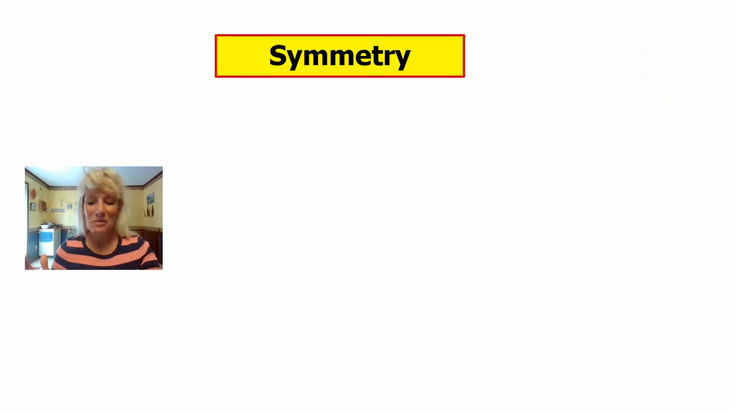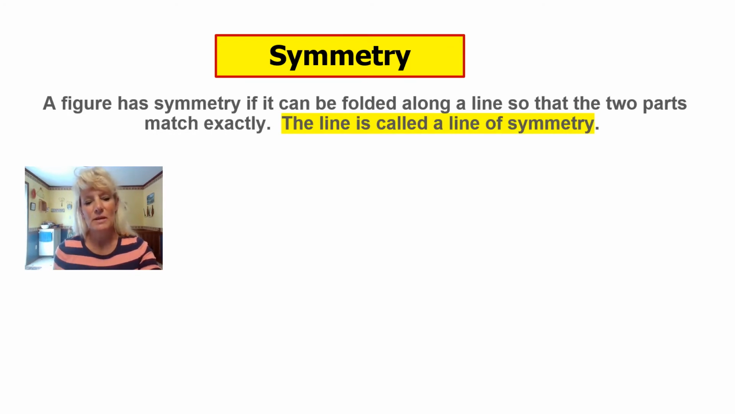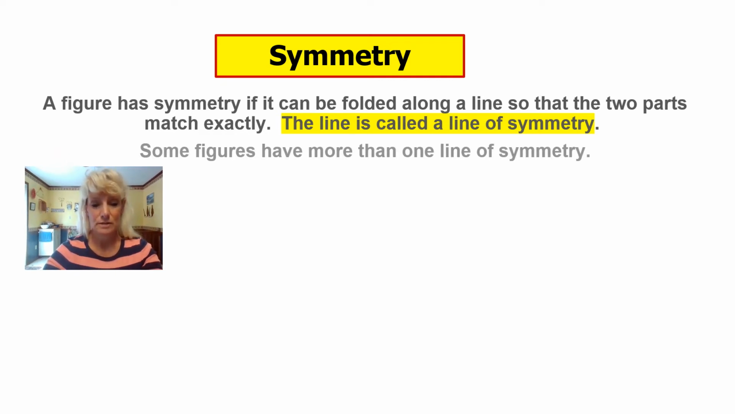All right, now we're ready to talk about symmetry. So I told you we were going to talk about symmetry, and we woke our brains up, so we're ready to talk about it now. All right, things you need to know about symmetry. A figure has symmetry, and a figure is like a shape or an object. It has symmetry if it can be folded along the line so that two parts match exactly, and this is called a line of symmetry.